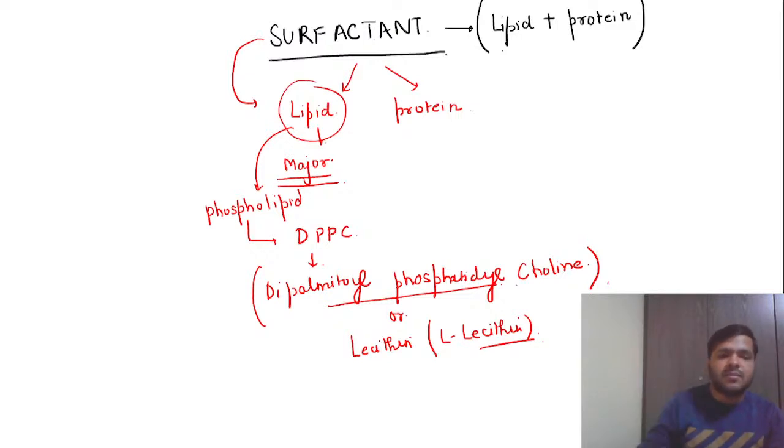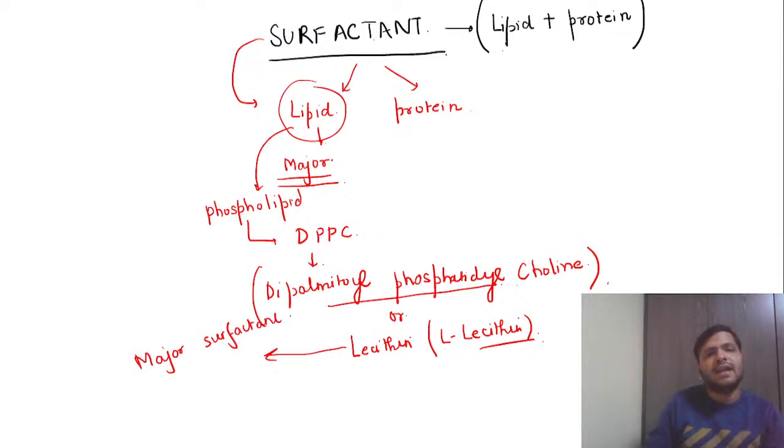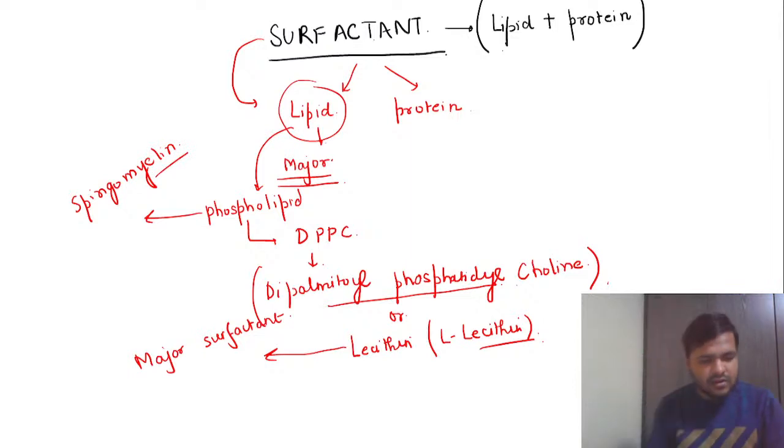Now remember, this lecithin is the major surfactant. And we have one more type of phospholipid, that is sphingomyelin, which is present in the myelinated nerve cell. Those who have studied general physiology with me, I have already explained about phosphatidylcholine or L-lecithin and sphingomyelin. That is actually the minor surfactant.